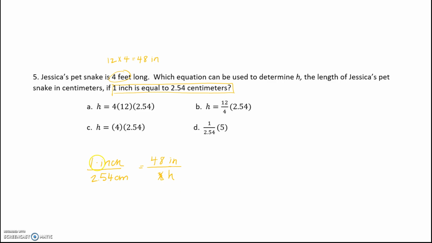So let's just go ahead and look. With my cross product, I would do 1 times H. So H equals, and then the other cross product will be 48 times 2.54. So it's actually not asking us to solve, but it's asking us to do this. And then let's see. Oh, here. I don't see 48, but if you remember, we multiplied 12 times 4 to get the 48. And that should help you get your answer.